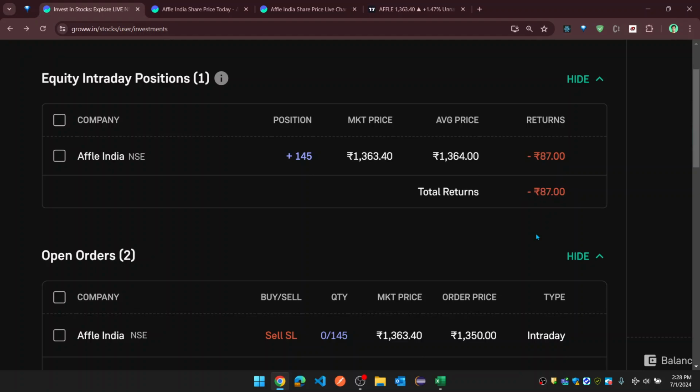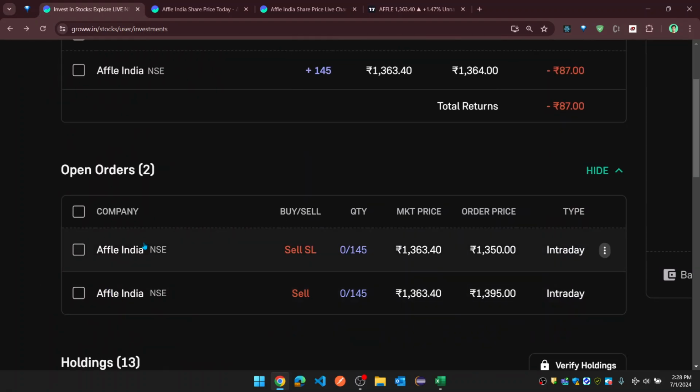Auto square of charges. So yeah, I'm an active trader, but even if I'm a passive trader, I can put in these targets and stop loss also. But if price does not go to these levels, and if it hovers between these levels, what will happen is my trade will get auto squared off by the broker.